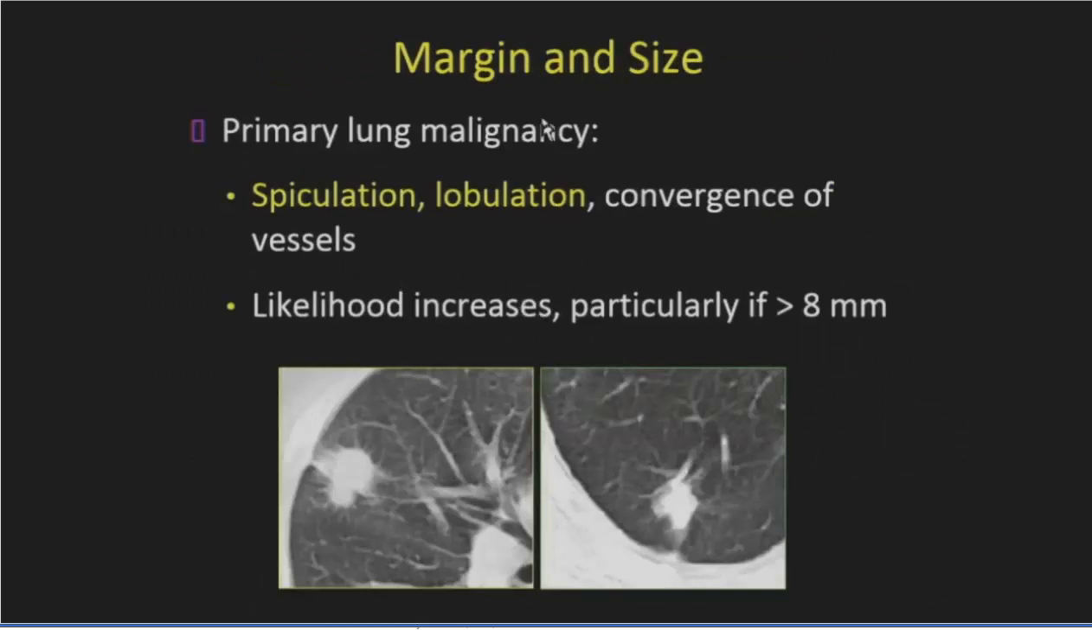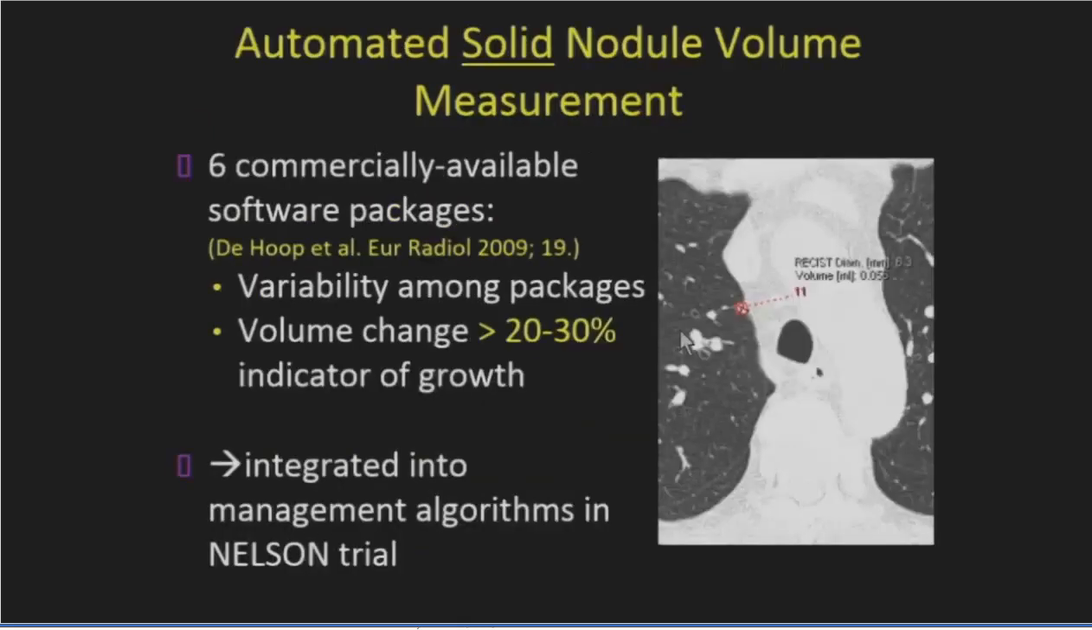So now in terms of margin and size, I think this is something that has been discussed to a large degree, and I think we all know that lobulation and spiculation is something that we worry about cancer with, and particularly size. Size is one of the main predictors for malignancy. And so we'll go and talk about automated nodule volume measurement.